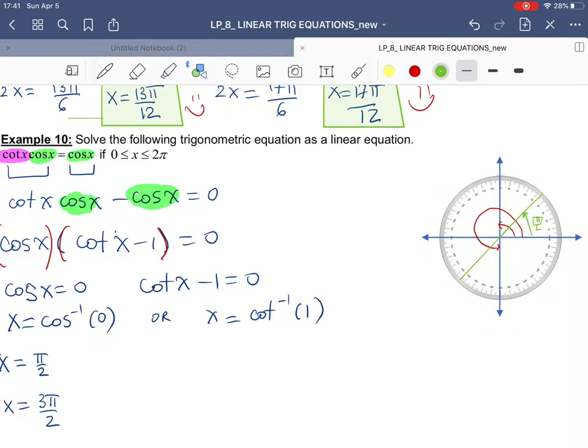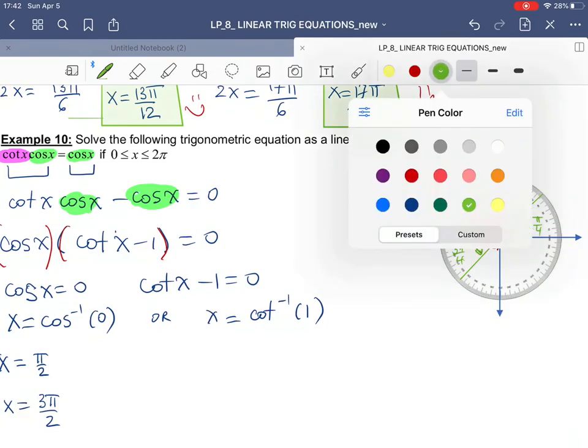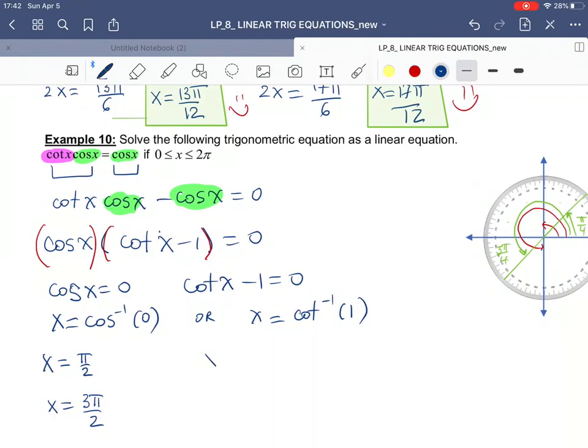Okay, so here we go. That's 1 pi over 4, and then 1, 2, 3, 4, 5 pi over 4, so that will be this angle here. So let's state our solutions. We have pi over 2, we have pi over 4, and 5 pi over 4. Okay, so four beautiful solutions.